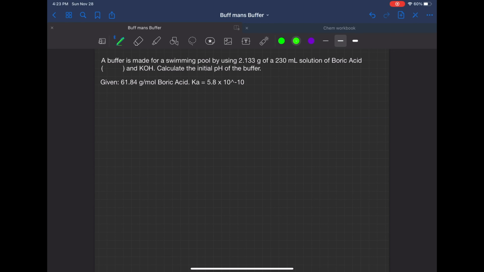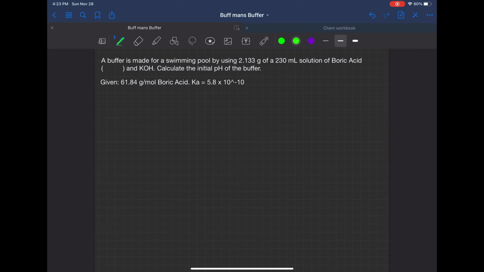So to create this buffer for a swimming pool, we will be using boric acid, which is a weak acid, and adding it to water, which will yield the conjugate base of the weak acid, which is dihydrogen borate. And H2O will yield H3O+, which is hydronium. Throughout this reaction, we will also be adding potassium hydroxide to test the buffer capacity for our pool solution. We'll be calculating the pH after every step of this process.